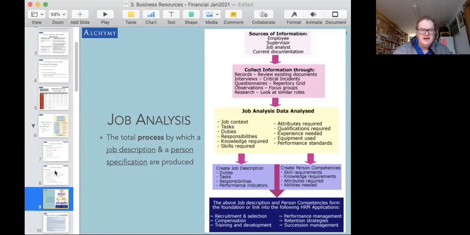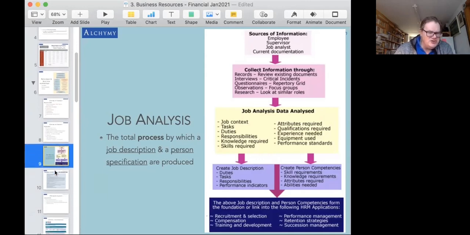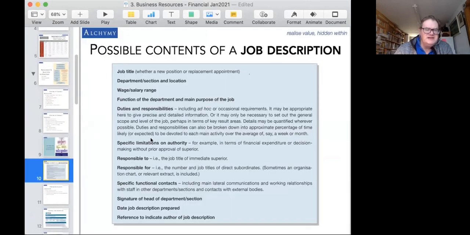Okay. The first process is job analysis. The first part is job analysis, which is when we talk about the job description and person specification. If I just go to here, this is an example.